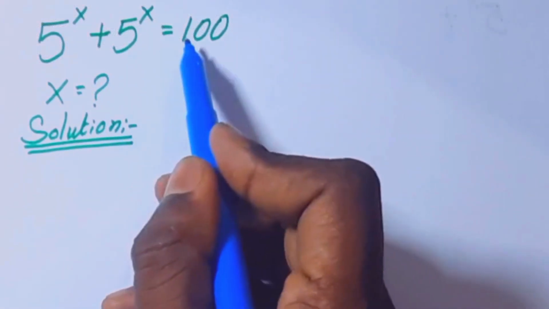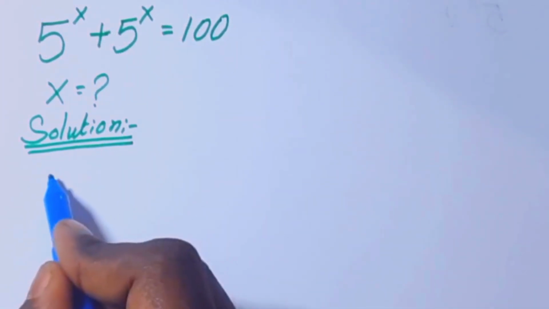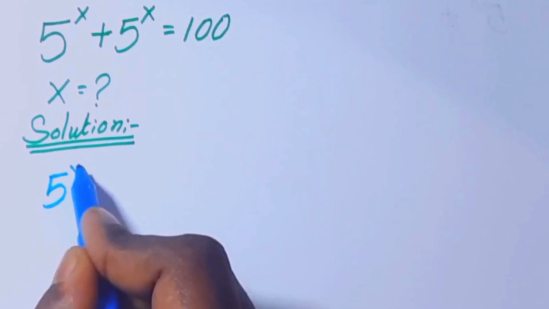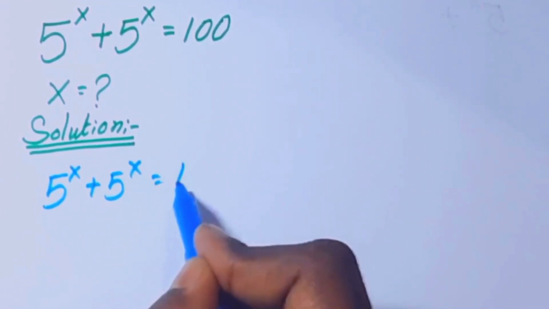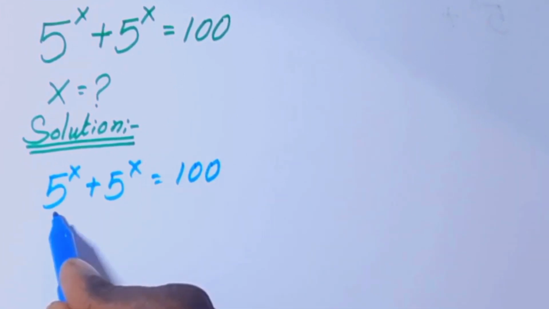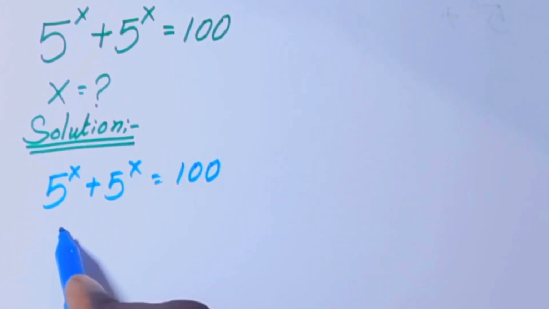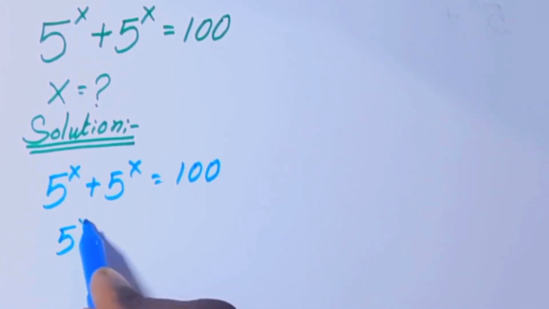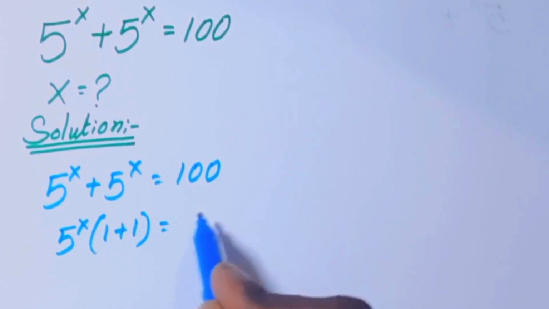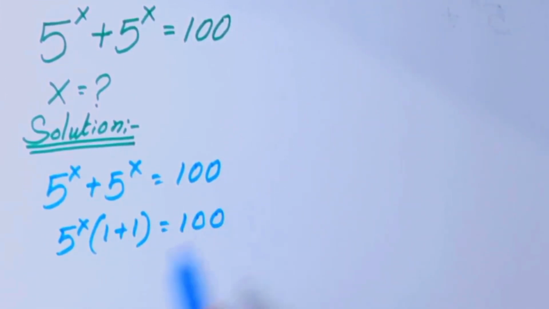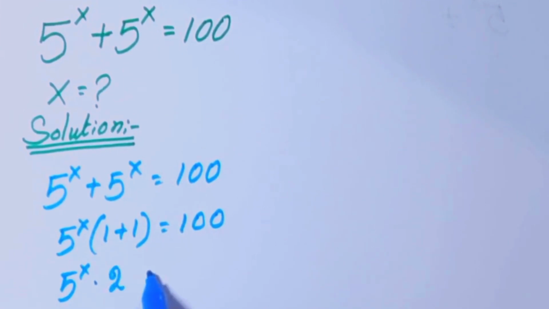Today we are going to solve this equation to find the x value. Solution: 5 to the power of x plus 5 to the power of x equal to 100. Now this 5 to the power of x is common, so we are going to take 5 to the power of x common. 1 plus 1 equal to 100. Now 5 to the power of x times 1 plus 1, which is 2, equal to 100.